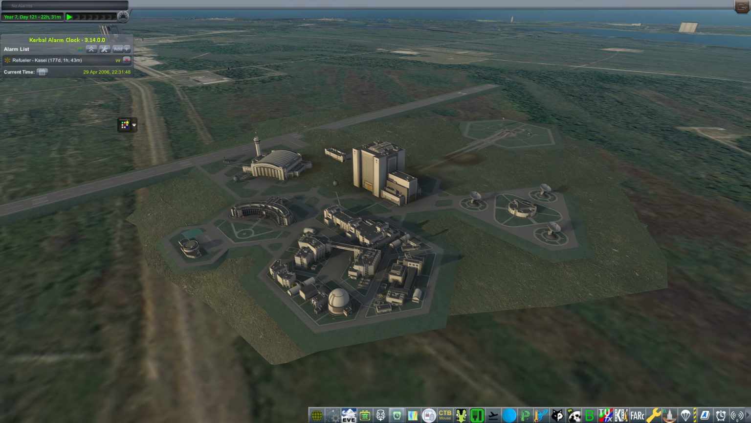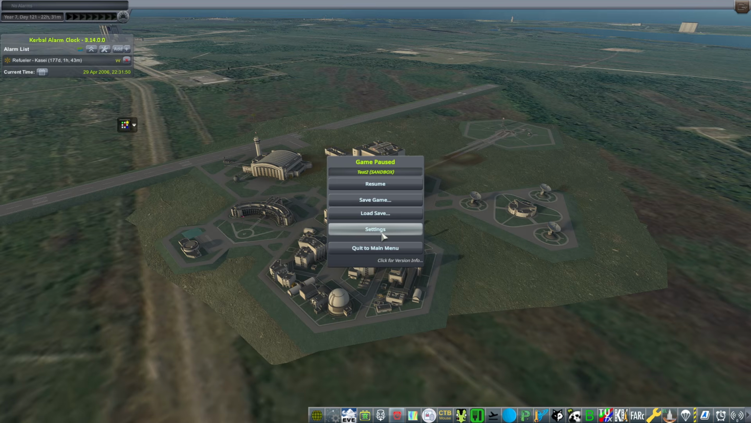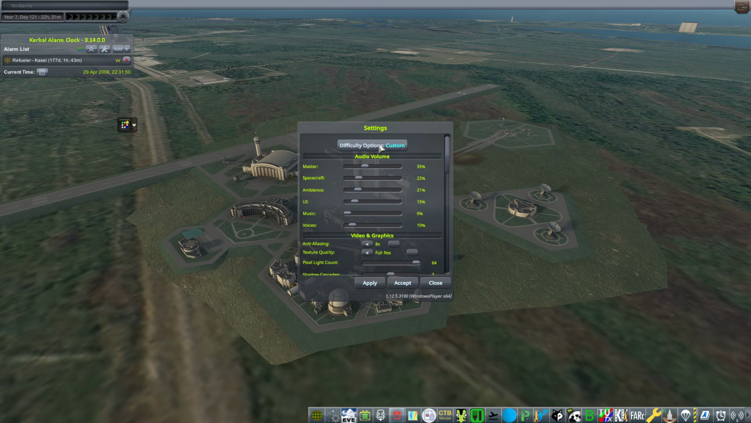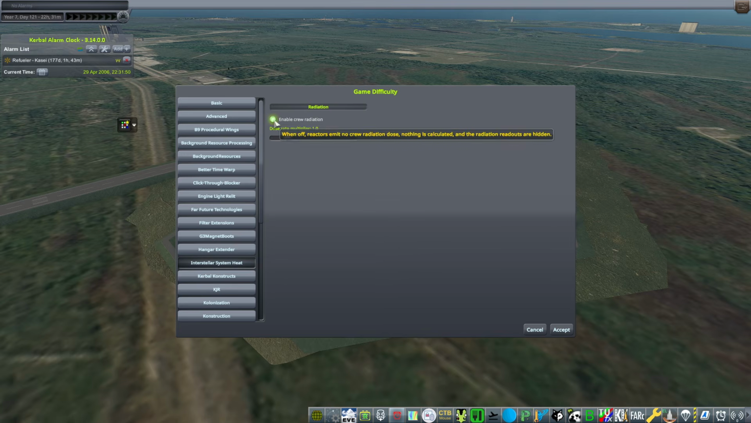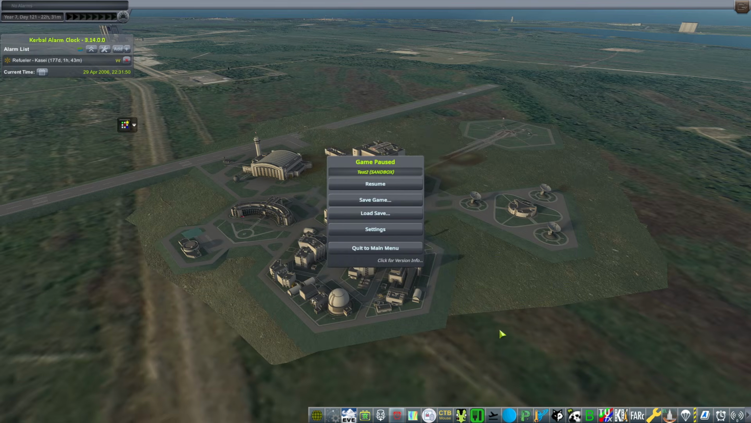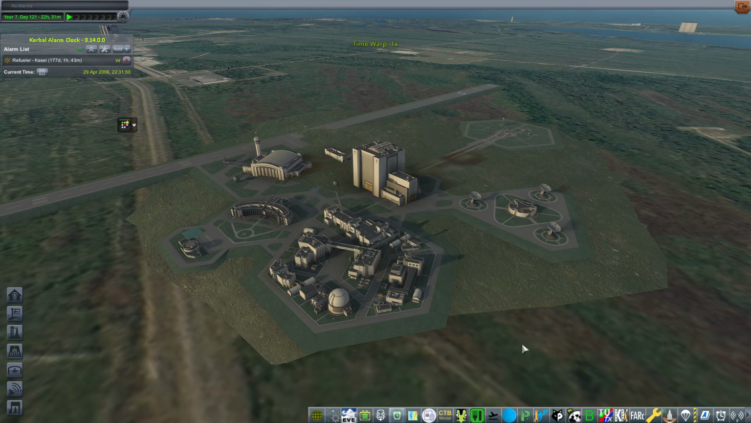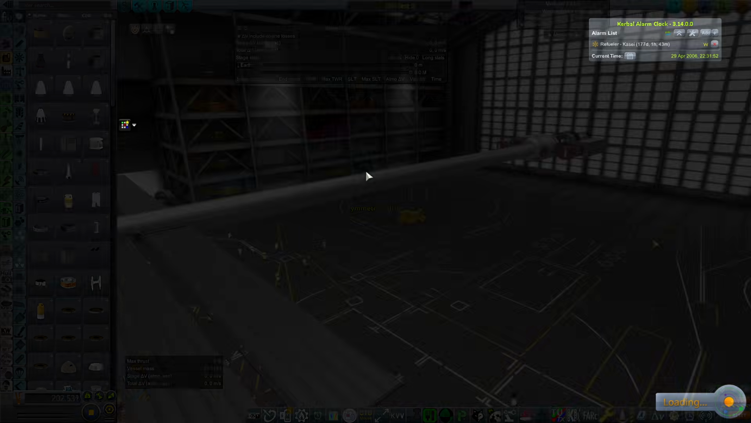So the first and most important new feature is the ability to turn that off. In difficulty, we have an Interstellar System Heat option here, and it says enable crew radiation. You can turn it off, and then you can also scale the dose rate, 1.0 being what I feel is correct. So if you thought that you should have more radiation for some reason, you would increase that. And I've tested that out already. So that is one thing.